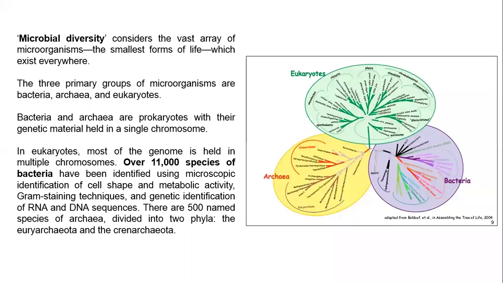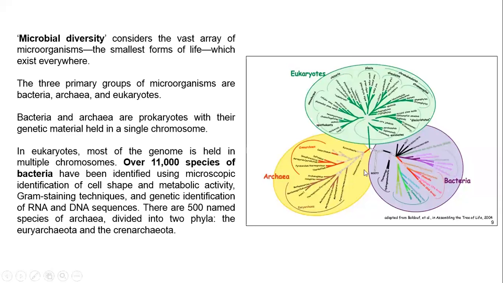So microbial diversity considers the vast array of microorganisms, the smallest form of life, which exists everywhere. It consists of DNA or genetic material, or some functional units like proteins. The three primary groups of microorganisms are bacteria, archaea, and eukarya, as shown in the figure. These are the domains of the unrooted tree of life. Bacteria and archaea are the prokaryotes, and the eukaryotes are different from these prokaryotes.